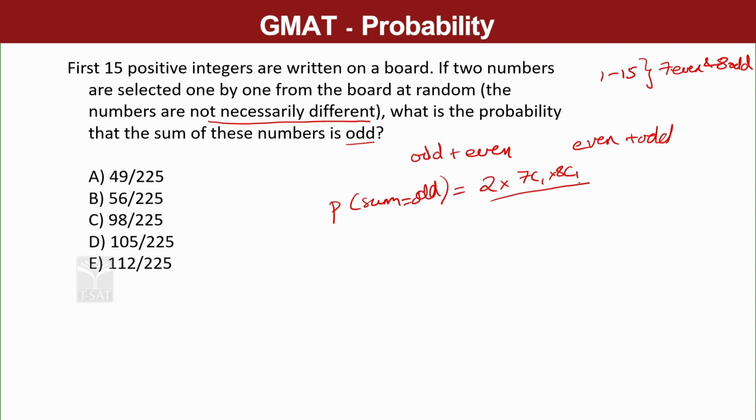Whole divided by just selecting 2 numbers. First one can be selected in 15 ways and the second one can also be selected in 15 ways. So this comes out as 2 into 7 into 8, 7 into 8 is 56, into 2 is 112, and 15 into 15 is 225. So the probability that the sum is odd is 112 divided by 225, that is option E.